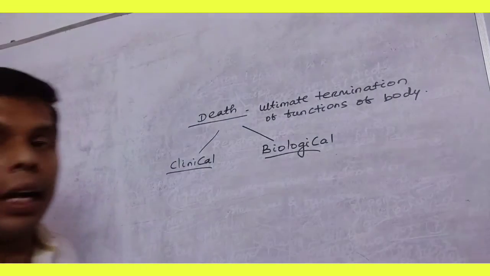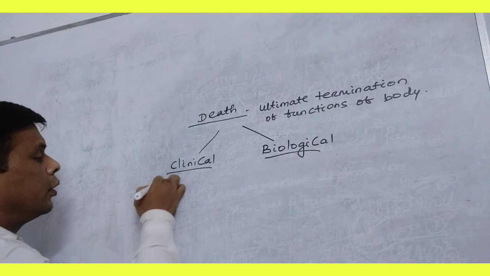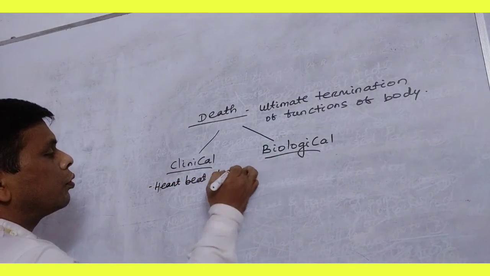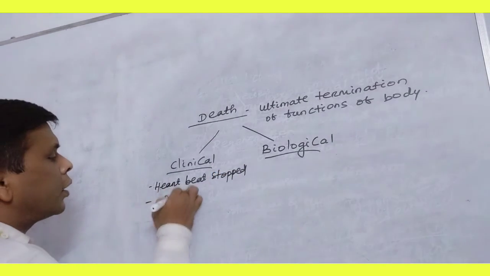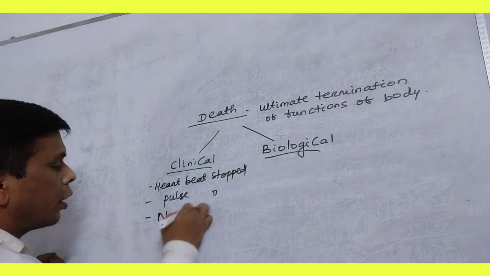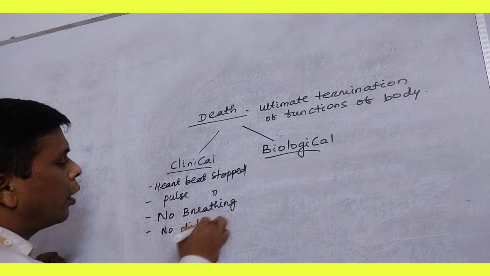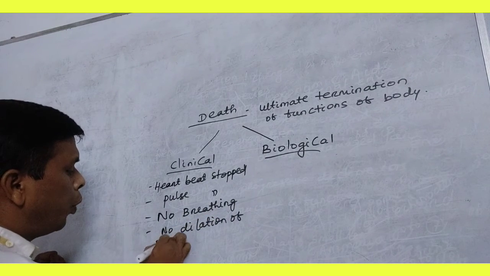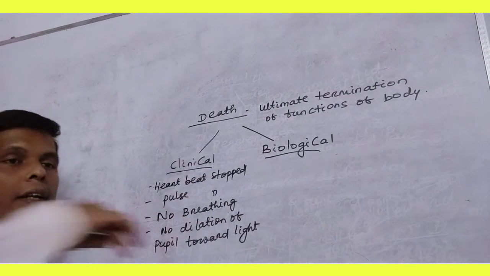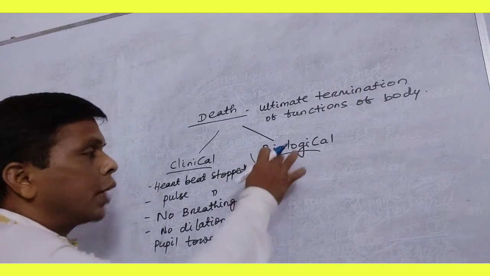Clinical death is not complete death. In clinical death the heartbeat stops, the pulse also stops, breathing stops, and there is no dilation of the pupil towards light. These are clinical death signs, so we can tell an organism is dead. So what is biological death? It is the final death.